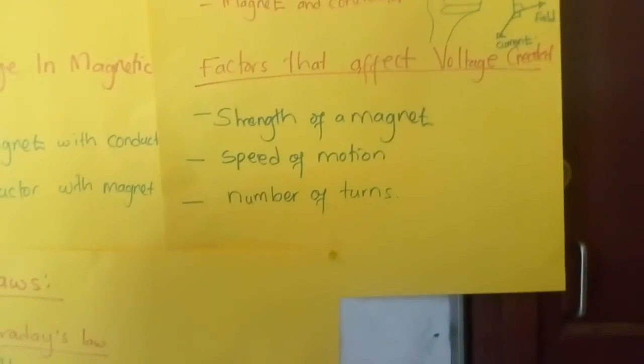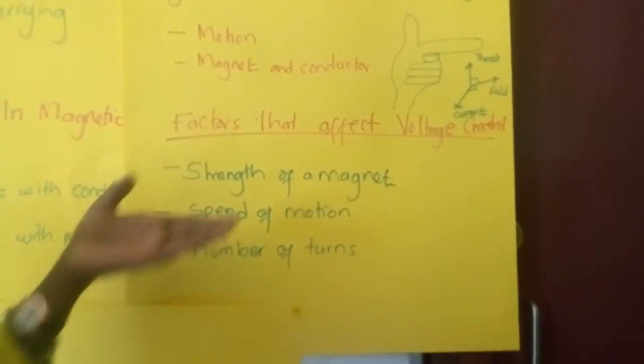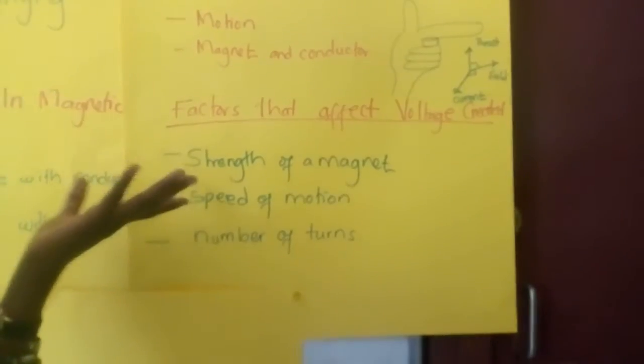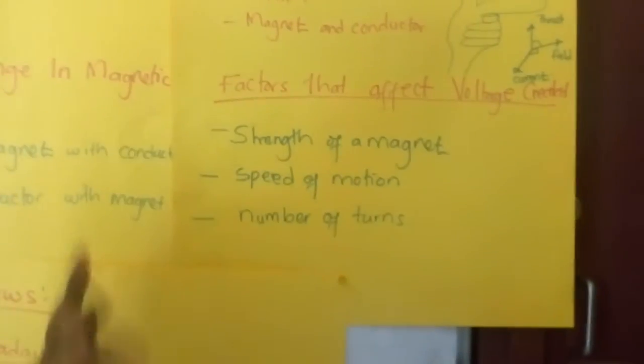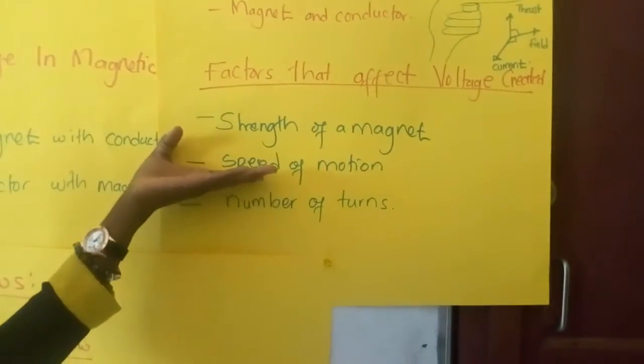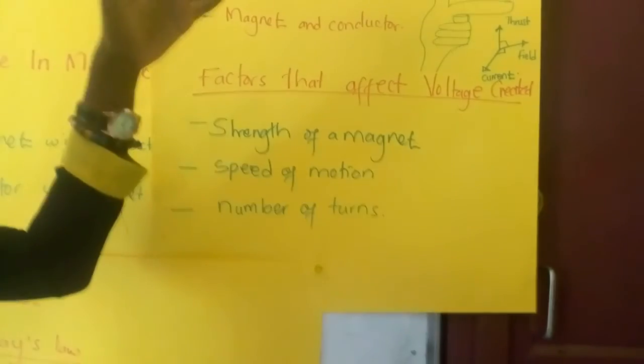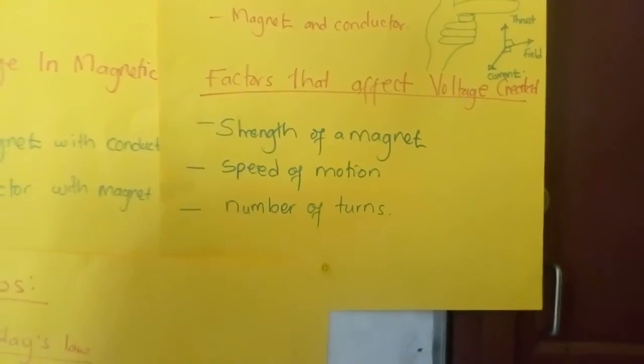Then the factors that affect the voltage that has been created are basically three. We have the strength of a magnet. We use a permanent magnet for this, and the stronger the magnet, the larger the current or the larger the voltage that you create. Then the speed of motion. If we increase the speed of motion, then we are going to have a greater voltage being created. And then the number of turns.